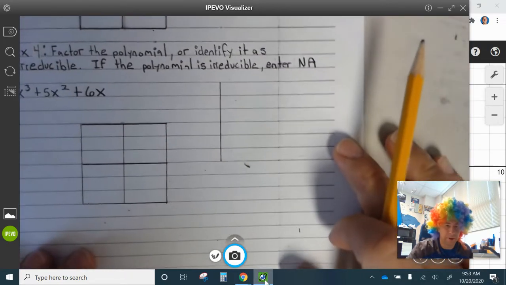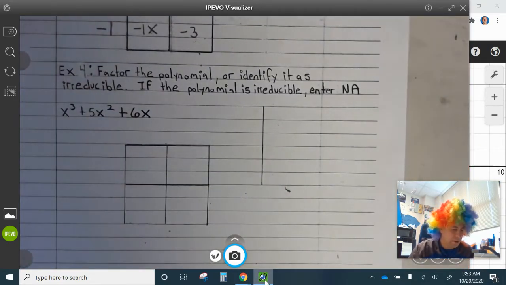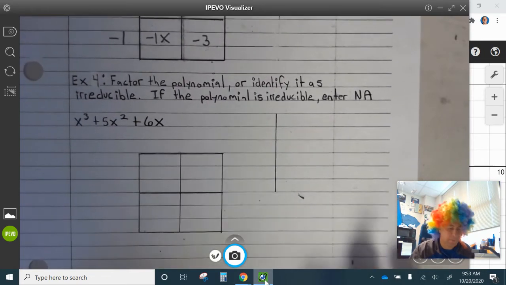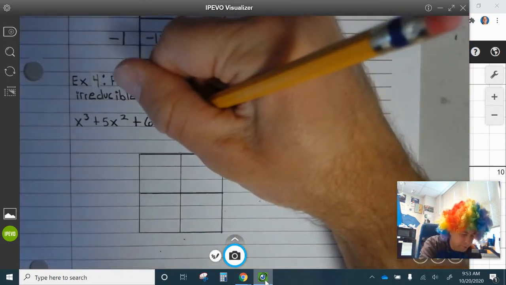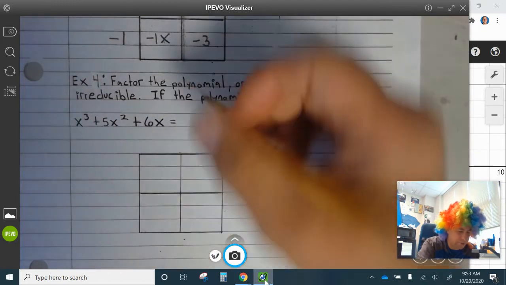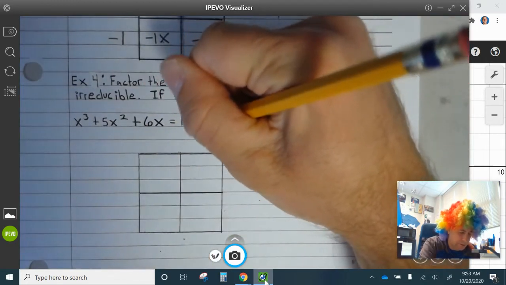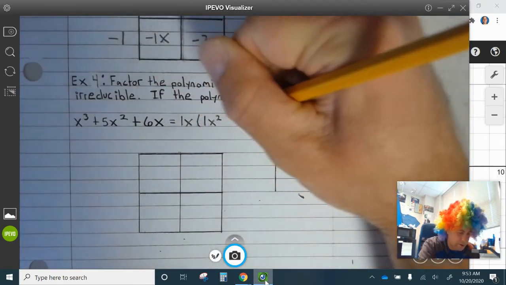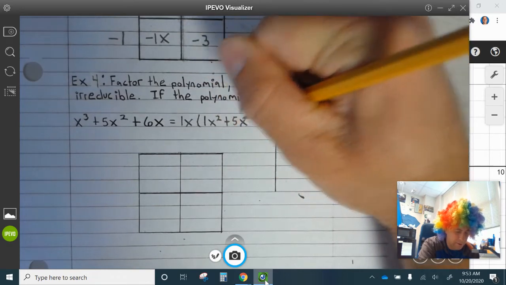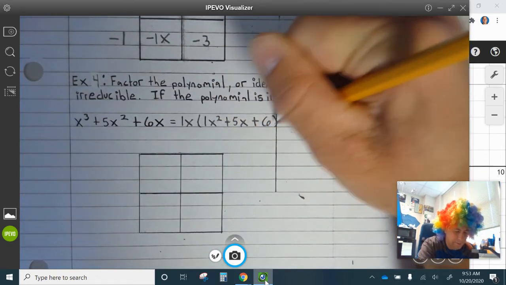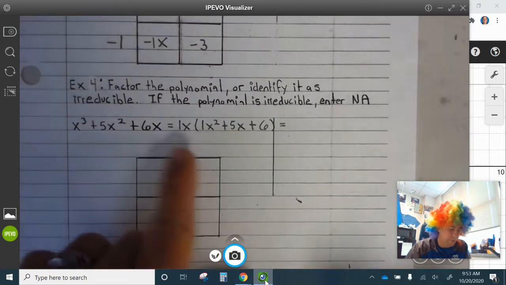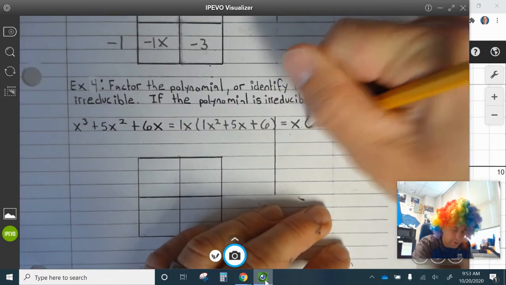All right, let's take a look at example 4. Factor the polynomial or identify it as irreducible. If the polynomial is irreducible, enter NA. Okay? So first off, we're going to factor out an x from each term, which leaves x times x squared plus 5x plus 6. Now, we're done with the x. That's factored out. Now we know that we need two parentheses.